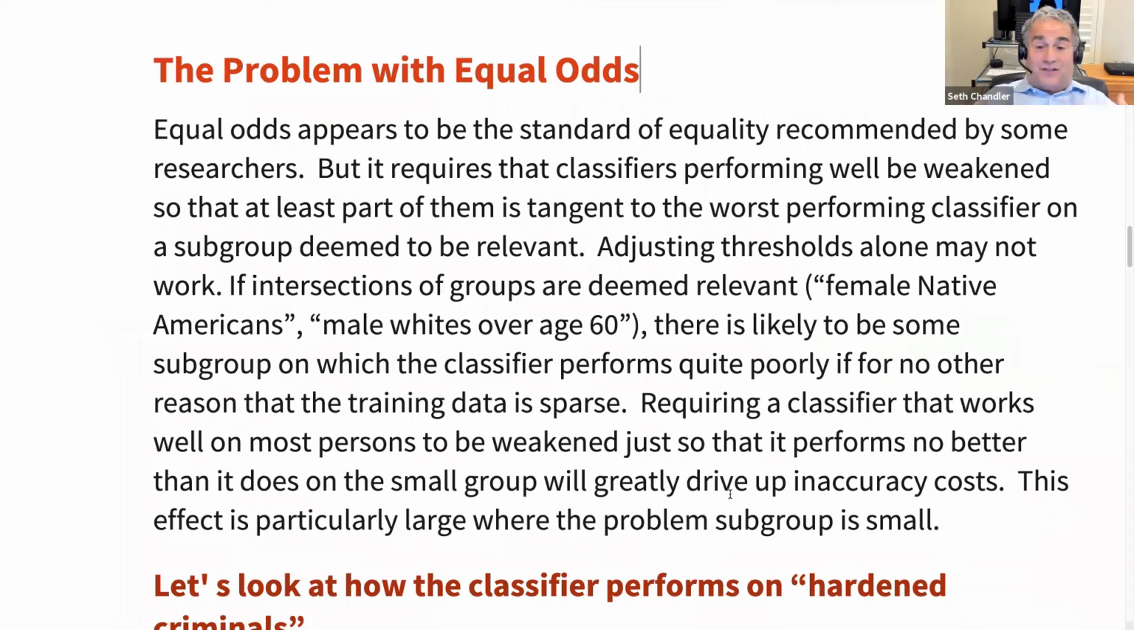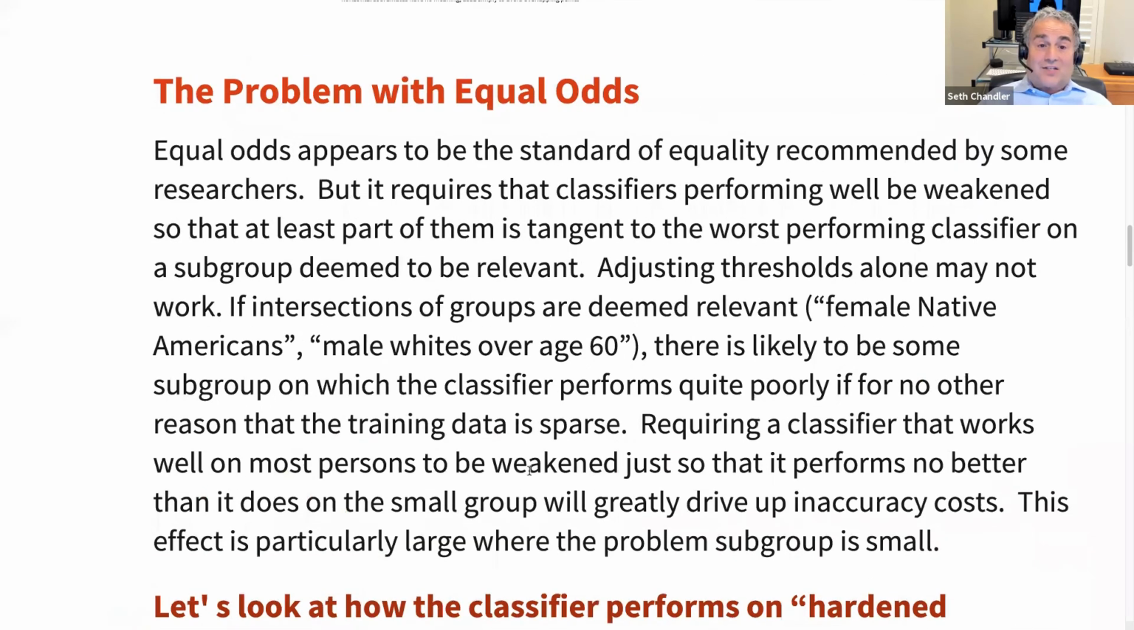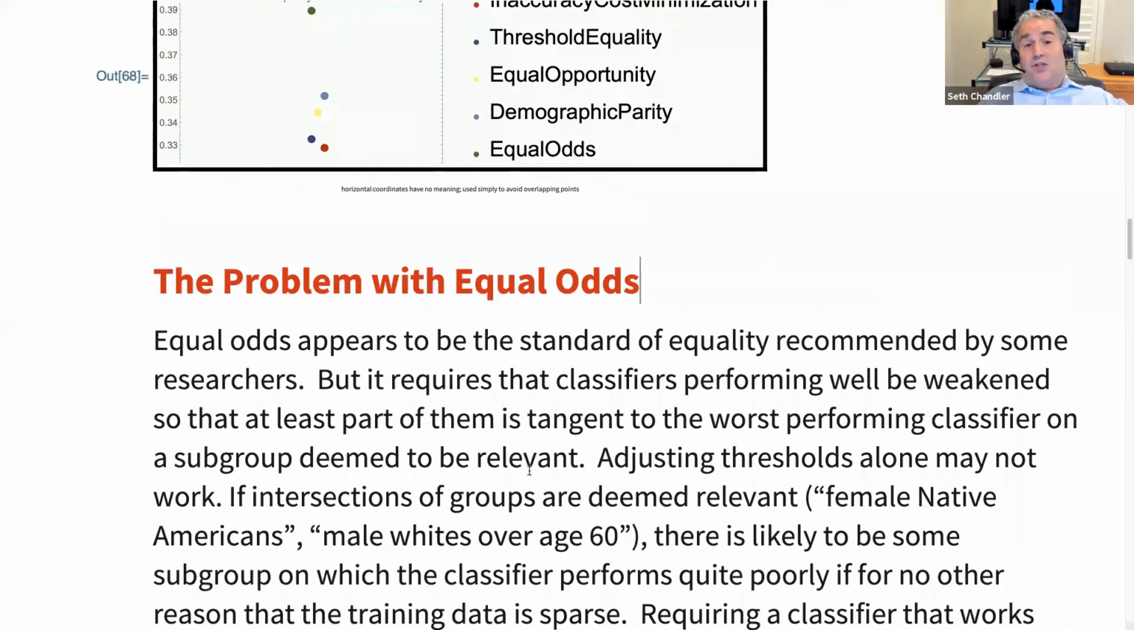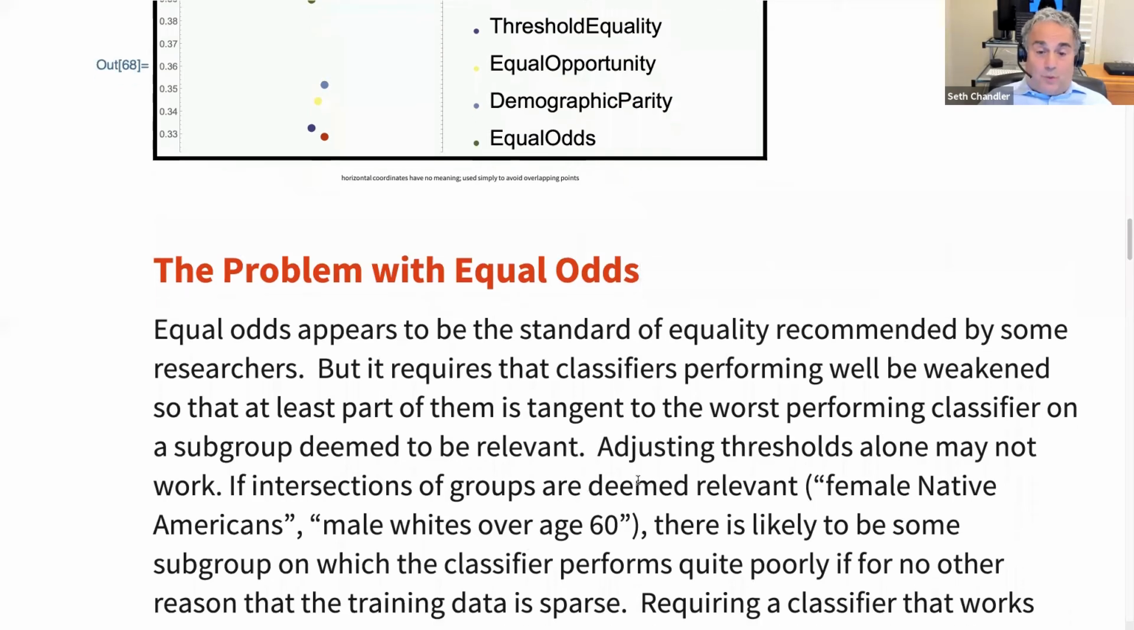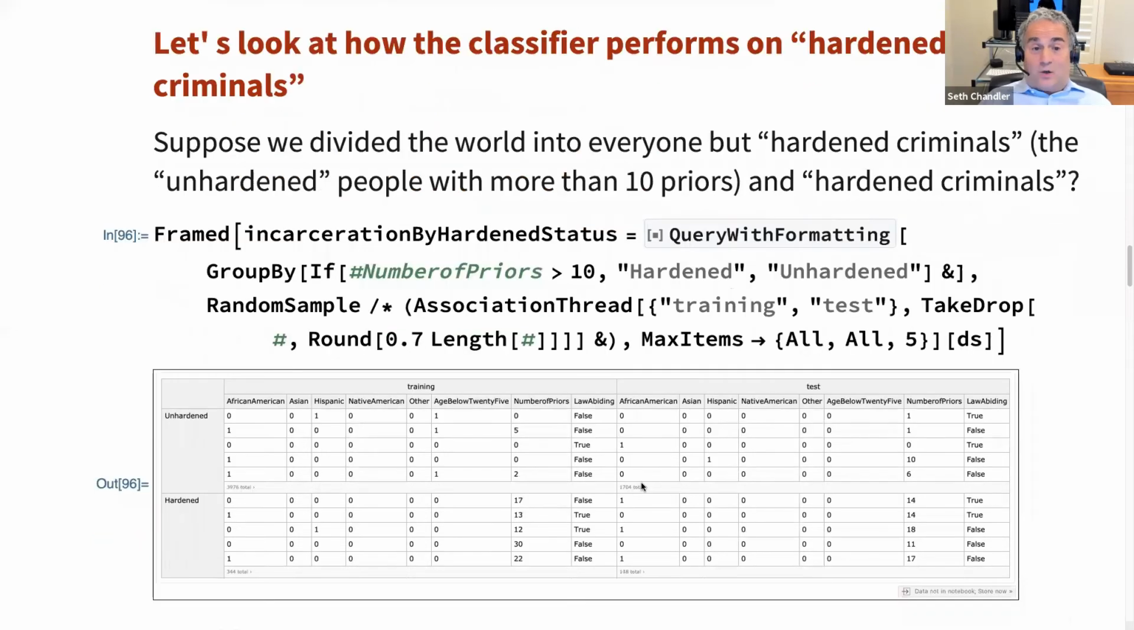there is generally always going to be some intersection of classifications for which the classifier doesn't perform well, like maybe female Native Americans. We don't have very many of them in prison, so we might not have very good data. Or maybe it doesn't work very well on male whites over 60. And if we insist on the classifier being dumbed down so that it performs to the level that it does on the weakest group, we could have quite significant increases in inequality costs.